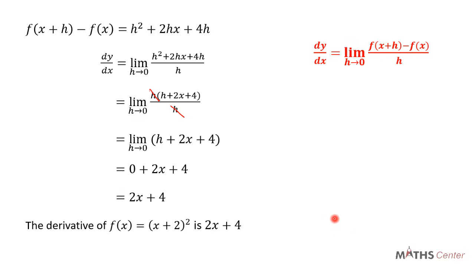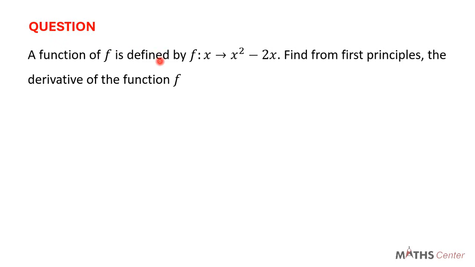Let's consider another question. A function f is defined by f such that x gives us x squared minus 2x. Find from first principles the derivative of f. Okay, so we are going to differentiate this function from first principles. We know that to differentiate from first principles, we are going to use the limit as h approaches 0 of the function f of x plus h minus f of x divided by h.